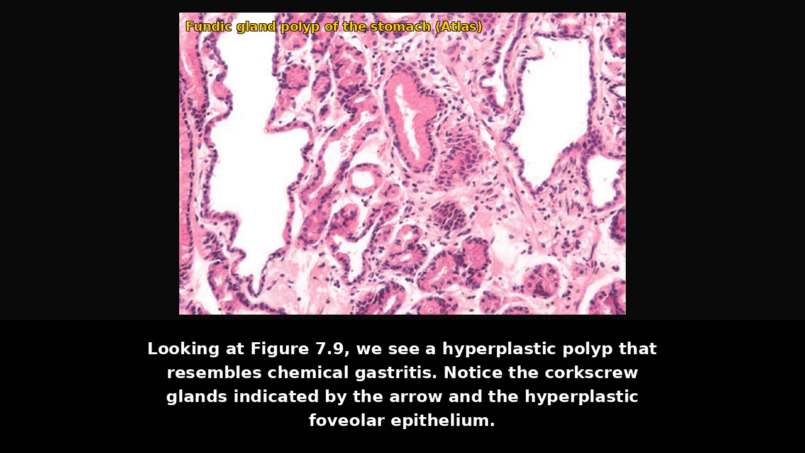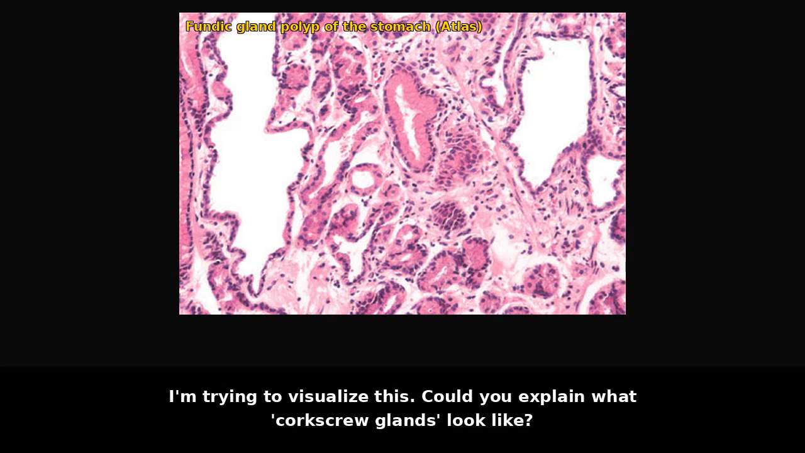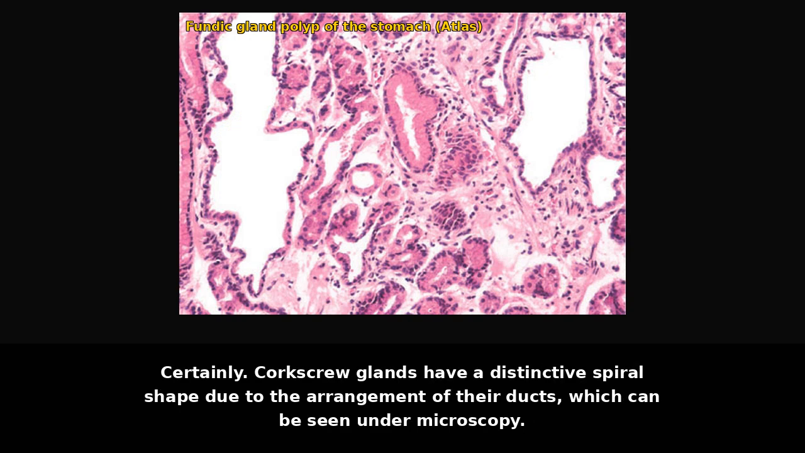Looking at figure 7.9, we see a hyperplastic polyp that resembles chemical gastritis. Notice the corkscrew glands indicated by the arrow and the hyperplastic foveolar epithelium. I'm trying to visualize this. Could you explain what corkscrew glands look like? Certainly. Corkscrew glands have a distinctive spiral shape due to the arrangement of their ducts, which can be seen under microscopy.